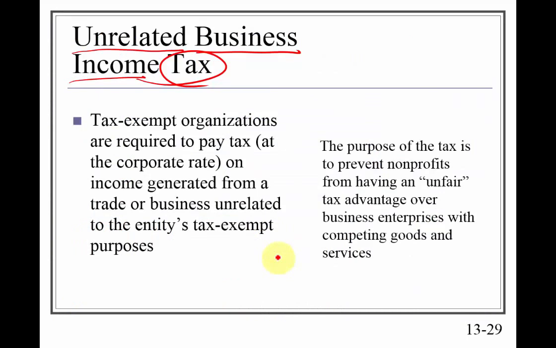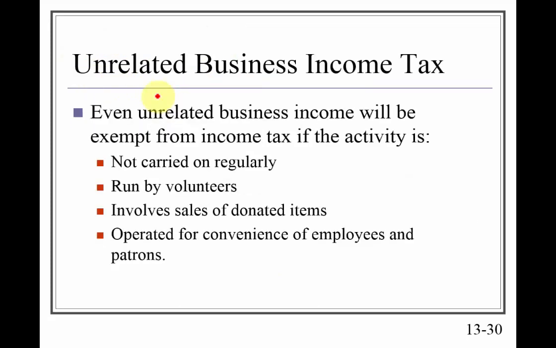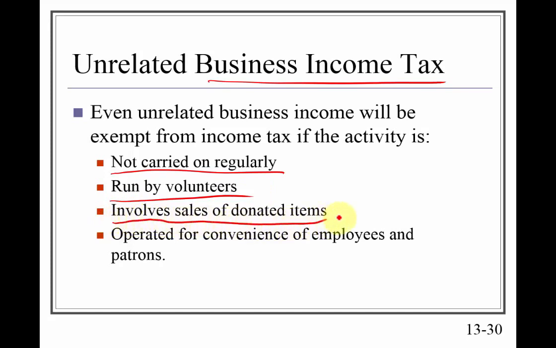So if the charity has so-called UBIT, you're going to have to pay taxes on that if it exceeds $1,000 for the year. Now, what's a tax rule without exceptions to the exceptions? So here, maybe the business income is not subject to tax if the business is not carried on regularly, maybe periodic, once a year. If it's run by volunteers versus paid workers. Here's your Salvation Army, Goodwill, kidney card donation, tax-free to the charity, the profits.